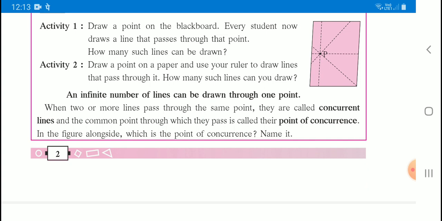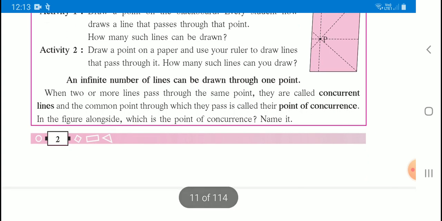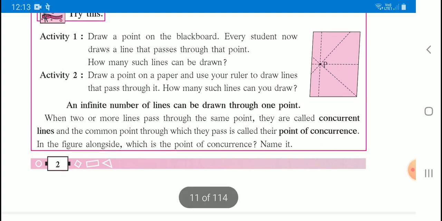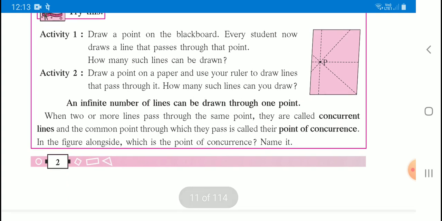Second activity, they have given that draw a point on a paper and use your ruler to draw lines that pass through it. How many such lines can you draw? If you do this, then you can understand that you can draw infinite or uncountable lines passing through a single point. So here they have given the statement that an infinite number of lines can be drawn through one point.